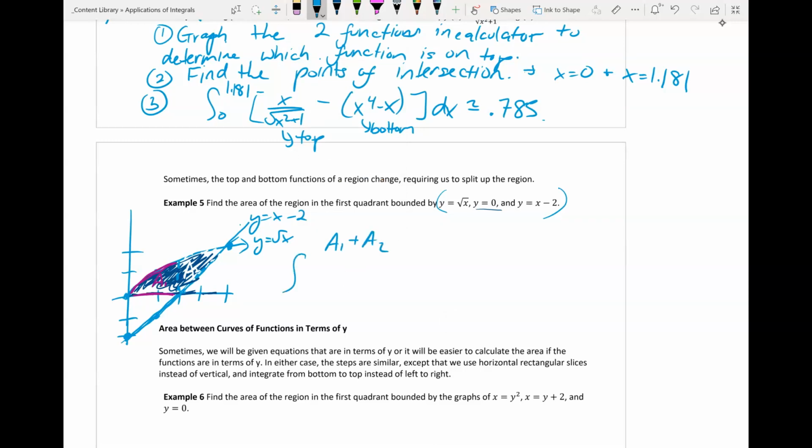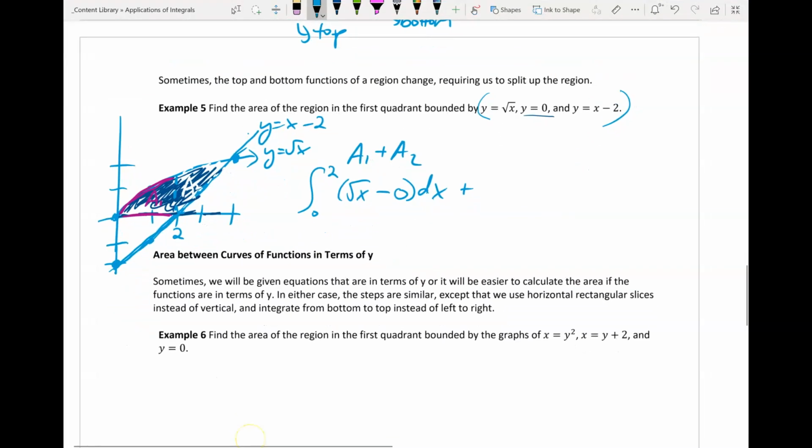Now focusing on area 1, we're going to go from 0 to this place over here, which is 2. Our top function is the root of x. Our bottom function is 0. Okay, and then for area 2, we're bounded from 2 to 4. Your top function is the root of x, and then your bottom function is x minus 2. Don't forget your brackets, it's pretty important because it's negative, it will distribute.